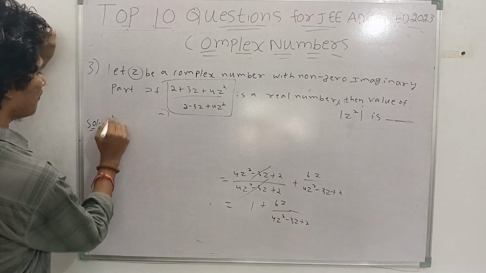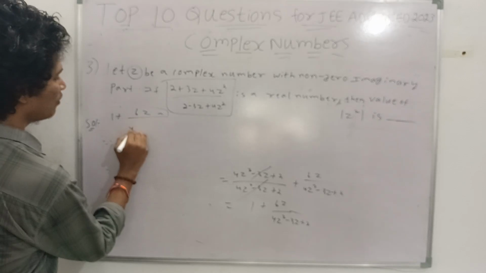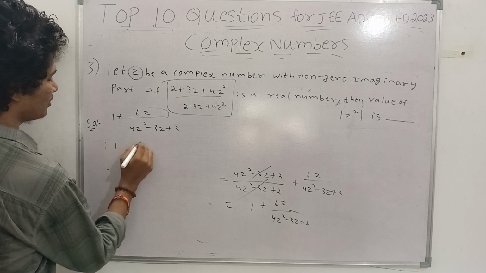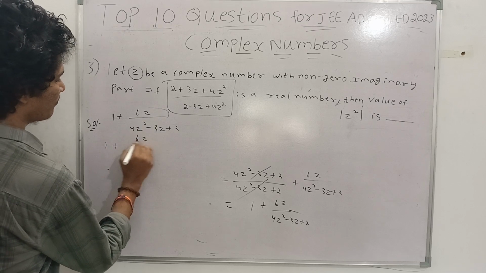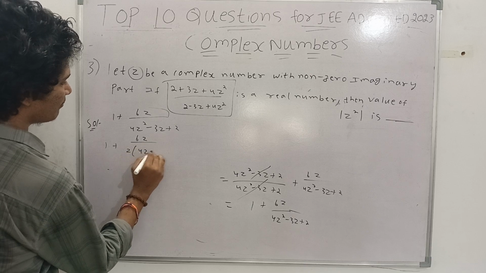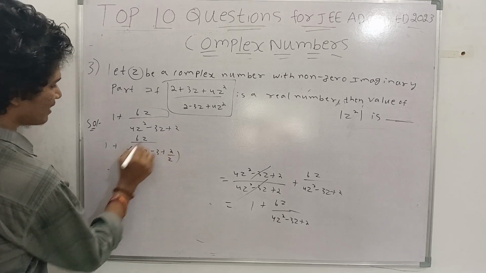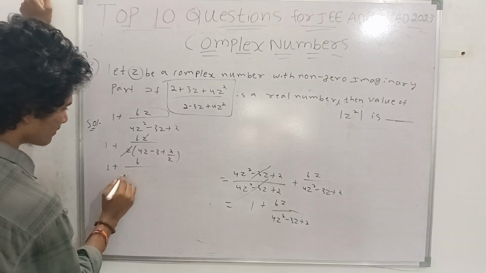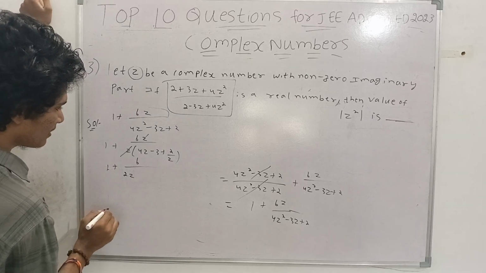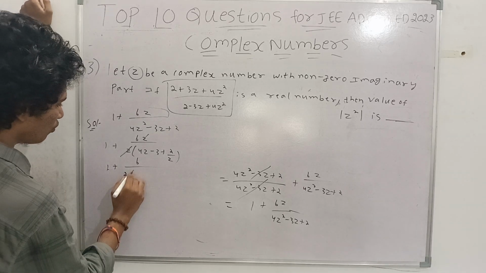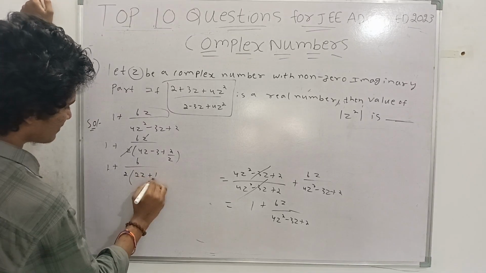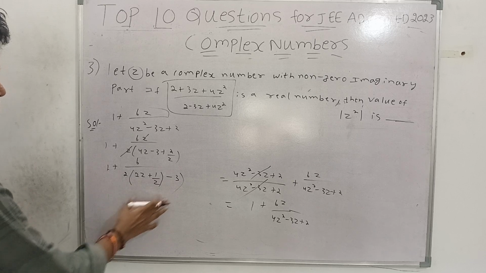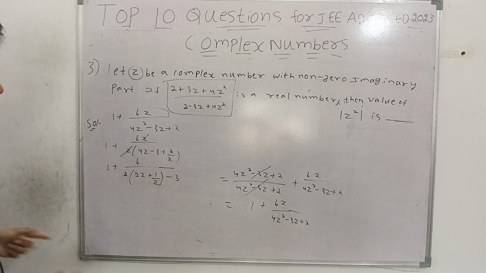Now 1 plus 6z divided by 4z square minus 3z plus 2. Now if we take z common, it will be 4z minus 3 plus 2 by z, and z will get cancelled. 1 plus 6 divided by, if we take 2 common from these two terms, it will be 2z plus 1 by z minus 3. It will be like this.